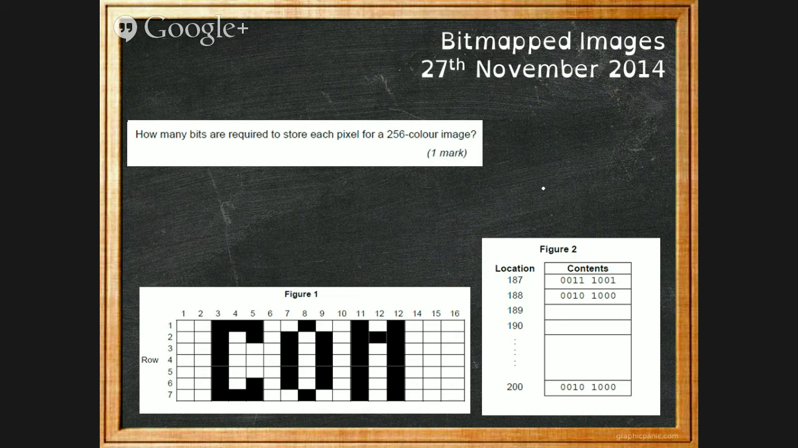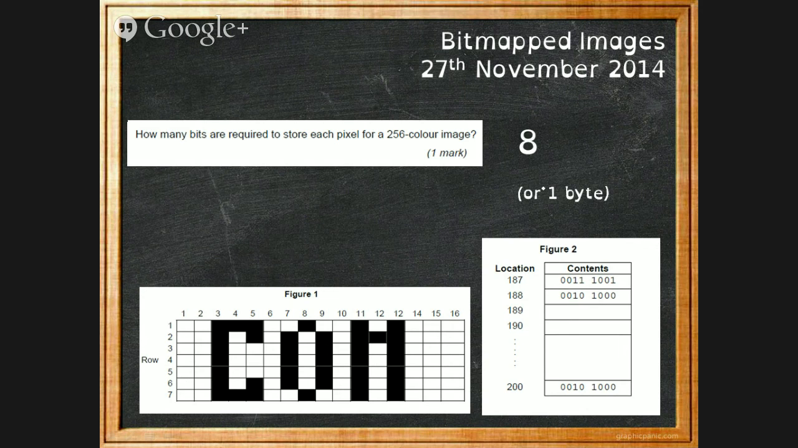Okay, now this one will take just a little bit of thought. How many bits are required to store each pixel, so not the whole thing, each pixel, for a 256 colour image? So if you had 256 colours, how many bits? It is 8. Okay, why? Why is it 8? If you said 1 byte, by the way, they'd be okay with that. It's 2 to the power of 8.